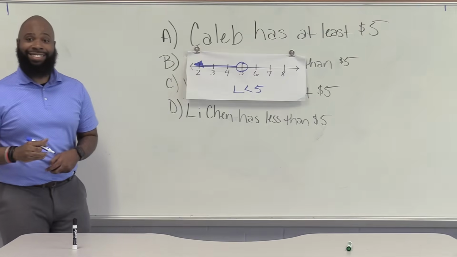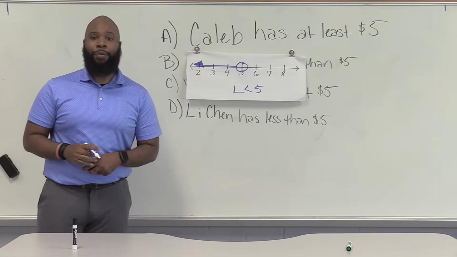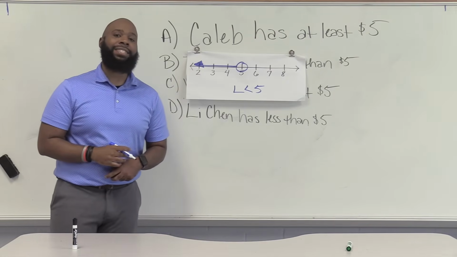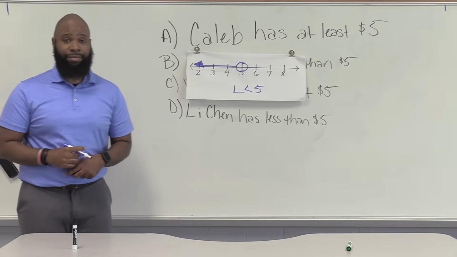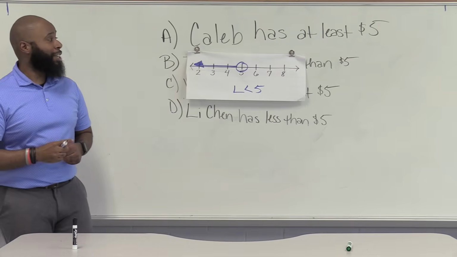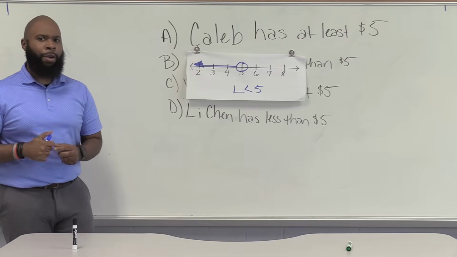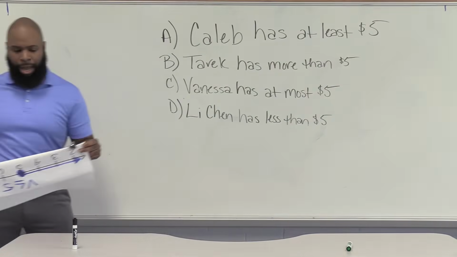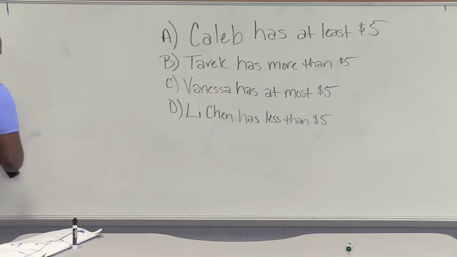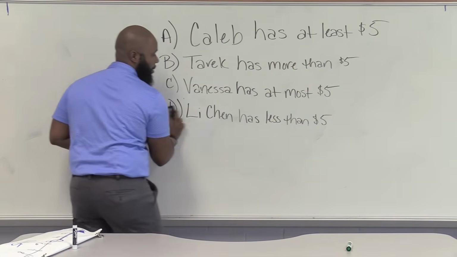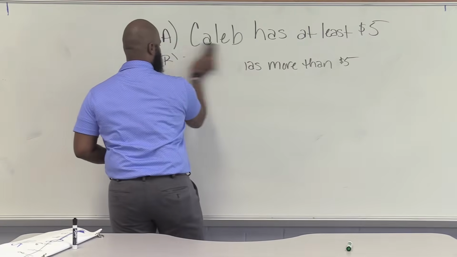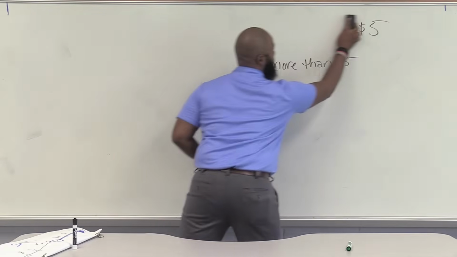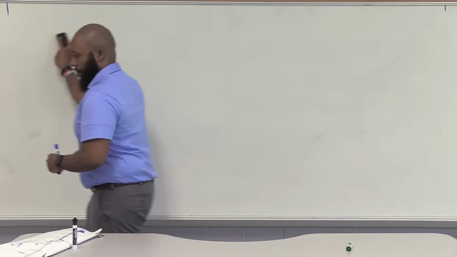Is that what you got? Remember, L represents the amount of money Lee Chen has in dollars. Good job. So let's do another example and work through this. Y'all did great with these statements. Let's do another. I'm going to erase my board. I want you to get your pencils and paper ready for this next problem. Here's my next problem.